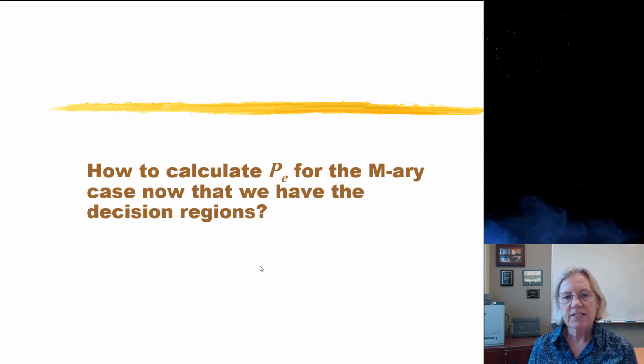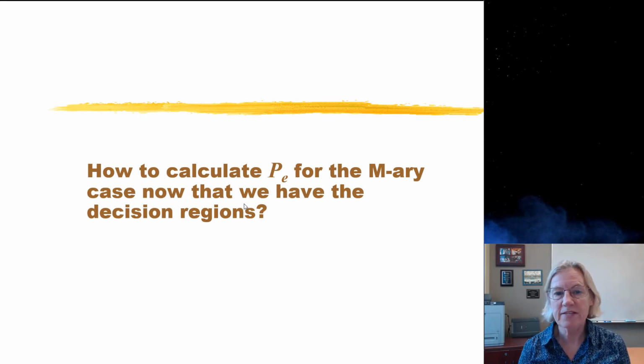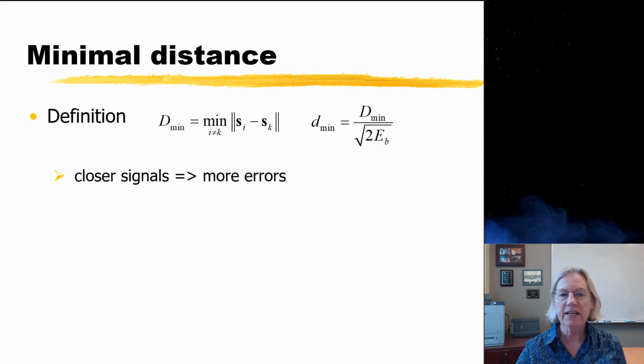So we talked previously about decision regions. We talked about how we could formulate an efficient receiver which calculated the coefficients in signal space of the received signal and found in which region it fell, as an efficient decision part of the receiver structure. And now the next question is, how do we move forward and calculate the error probability for these regions?